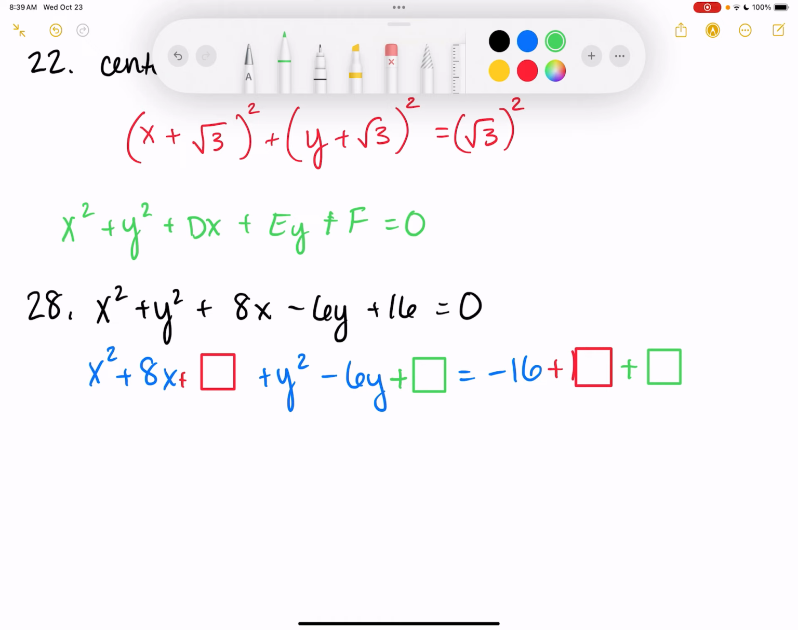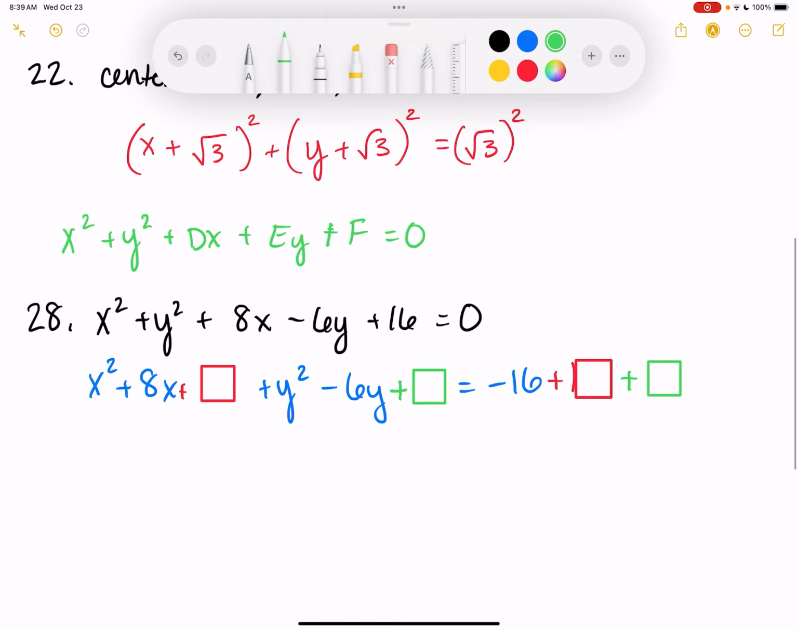Okay, so I'm going to complete the square for x, then complete the square for y, and put those numbers over here, and then I can solve the equation down. So when we complete the square, we take half of whatever the middle term is. So this is 8, so I take half of 8 and I square it. So what number would that be?